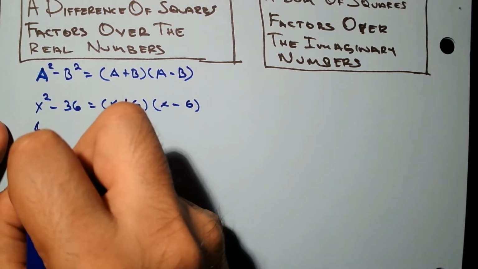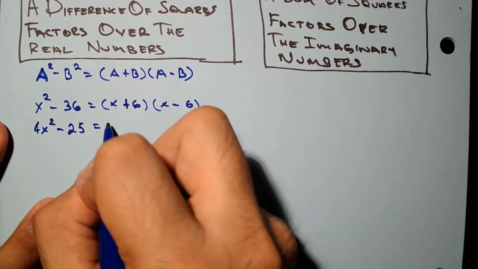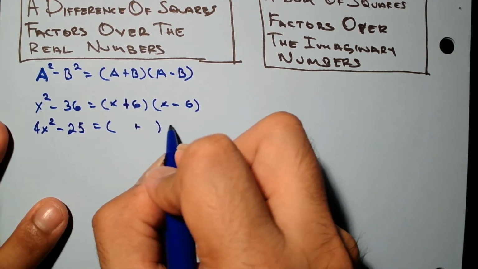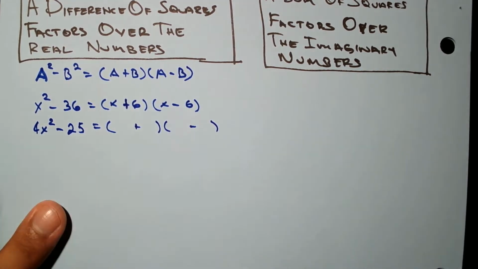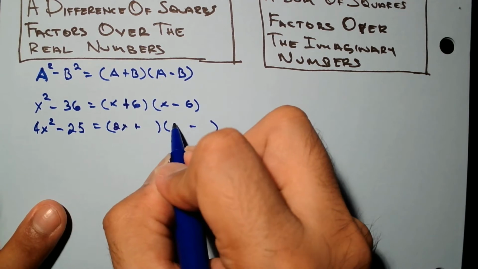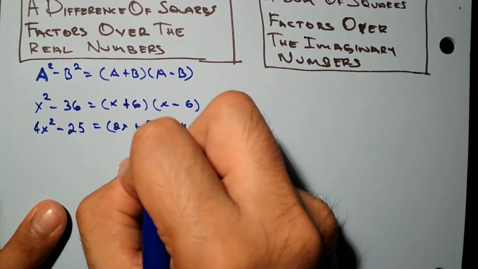Something like 4x squared minus 25. That's going to be some plus, some minus. The quantity whose square is 4x squared, that's 2x. And the quantity whose square is 25, that's 5.